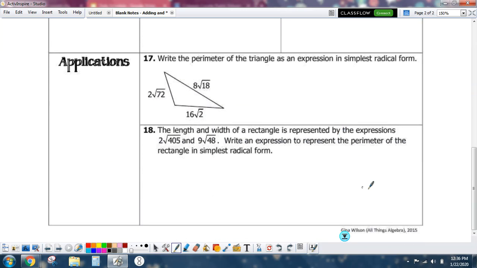So now I'm going to skip these next ones because you're going to do those on your own. And I want to jump down to the bottom where there's the application problems. So we have to figure out the perimeter of the triangle. And to find perimeter, that's when you add up all the sides. So we're going to go ahead and add up all of these.